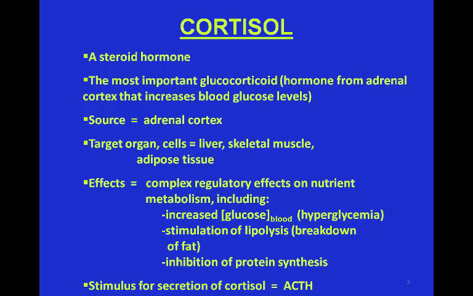The stimulus for secretion of cortisol is ACTH, or adrenocorticotropic hormone, which also is a stimulator of aldosterone, as you know. If you look at the effects of cortisol, it may look like cortisol is a bad thing, that it's going to keep the cell from making proteins, it's going to increase the blood sugar. All of these things look like undesired effects.